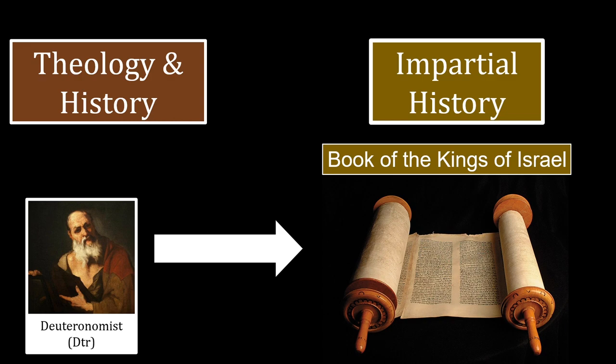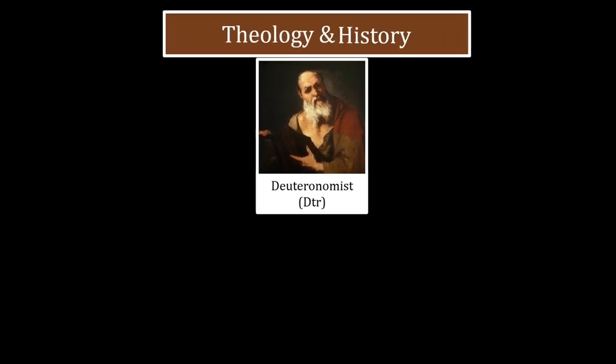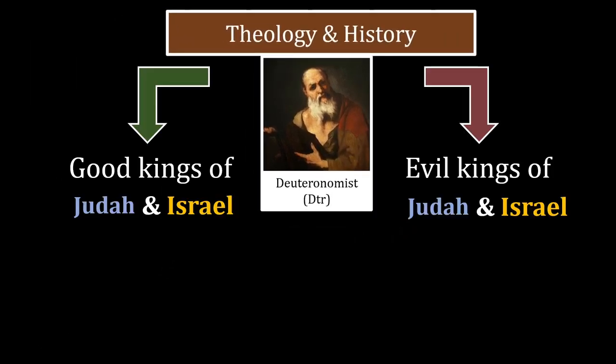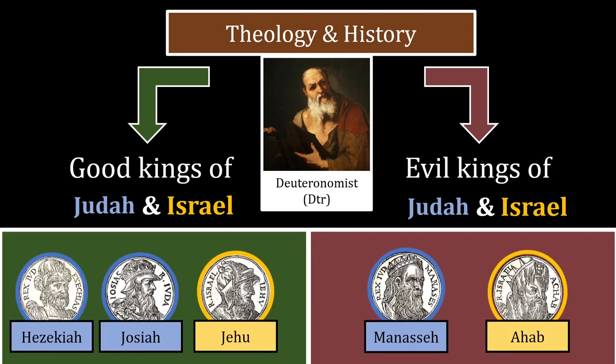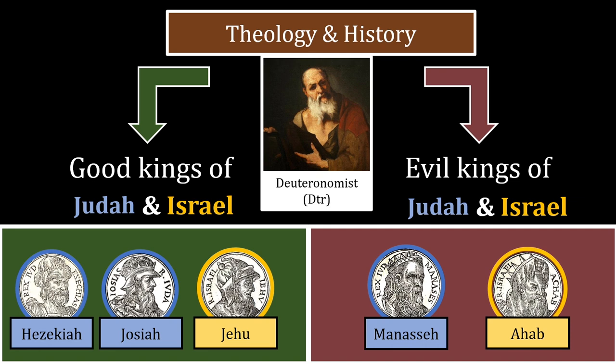The Deuteronomist sees his job as separating the good kings from the bad kings. So who are the good kings and who are the bad kings? Well, the good kings of Judah and Israel are Hezekiah, Josiah, and Jehu. Now, Hezekiah and Josiah are your truly best kings because both of these people reserve exclusive worship of Yahweh to the temple, and they get rid of all of paganism from the land.